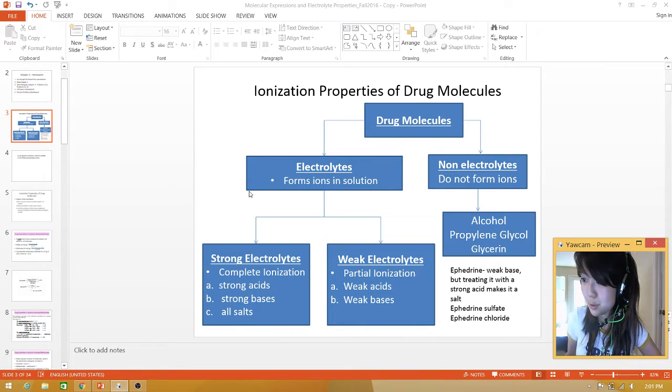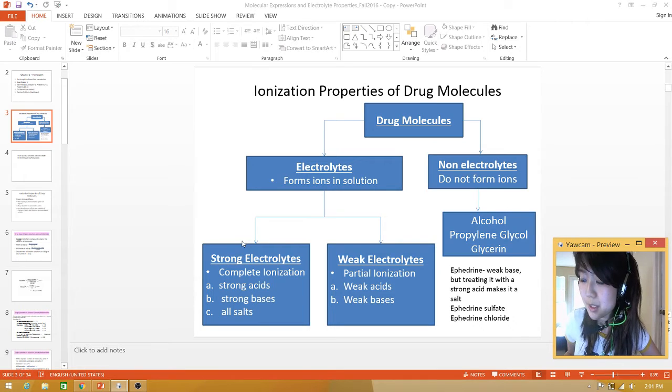Based on the degree of ionization, electrolytes are split into weak electrolytes, which are composed of weak acids and weak bases. These weak electrolytes are going to partially ionize in solution, and strong electrolytes are going to completely ionize in solution. This means that their end products would just be the ions that they form. For example, strong acids such as hydrochloric acid, strong bases such as sodium hydroxide, and all salts such as sodium chloride.